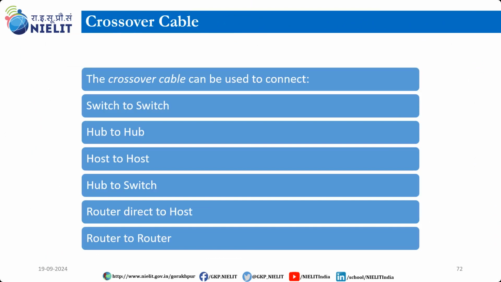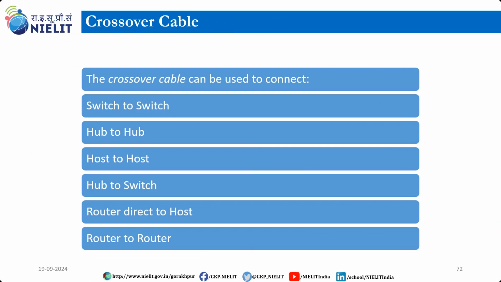So crossover cables are used when the same types of device need to be connected. For example, we directly want to connect a switch with a second switch, a third switch. So switch to switch can be connected with the help of a crossover cable. Hub to hub can also be directly connected with a crossover cable. Host to host means you can directly connect a PC to another PC, a laptop to another laptop, without a hub or switch, with the help of a crossover cable.